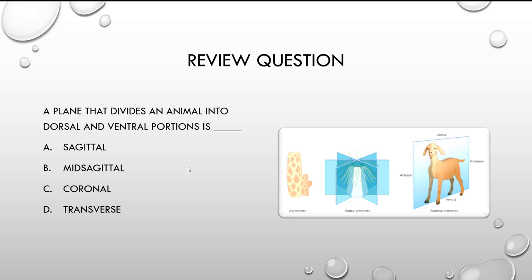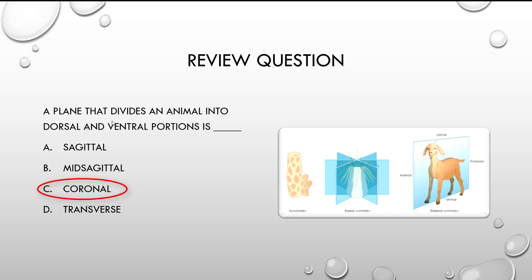And then finally, a plane that divides an animal into dorsal and ventral portions. Would that be A, sagittal, B, mid-sagittal, C, coronal or frontal, or D, transverse? If you said C, coronal, otherwise known as frontal, I would agree with you. So just recognize that we do have alternate terms for some of these. Your textbook, OpenStax, gave you coronal, but it also talked about frontal as the same term. So just be aware of that.